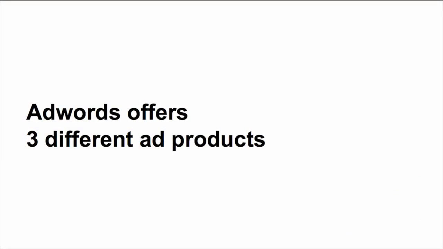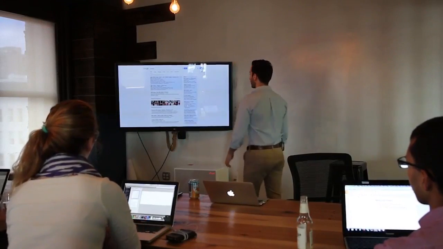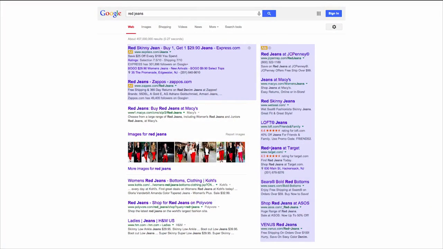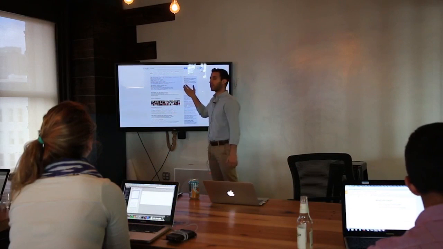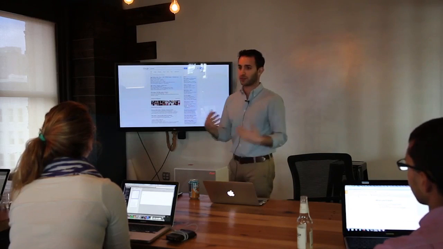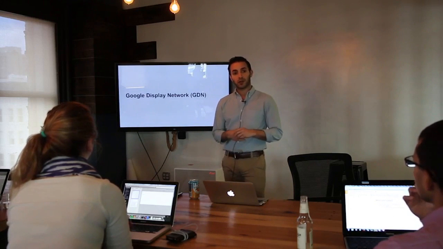And within the AdWords umbrella, there are three main ad products. The first one is search marketing, and search marketing is everything you see here in blue. So this is a page in Google. Whenever you go to search for red jeans, you'll see all these ads. If these ads look slightly different, that's because Google runs a lot of A/B tests and things change over time. But that's the main gist, basically. You search for something, and they'll show you an ad relevant to your search. Then there's the Google Display Network.